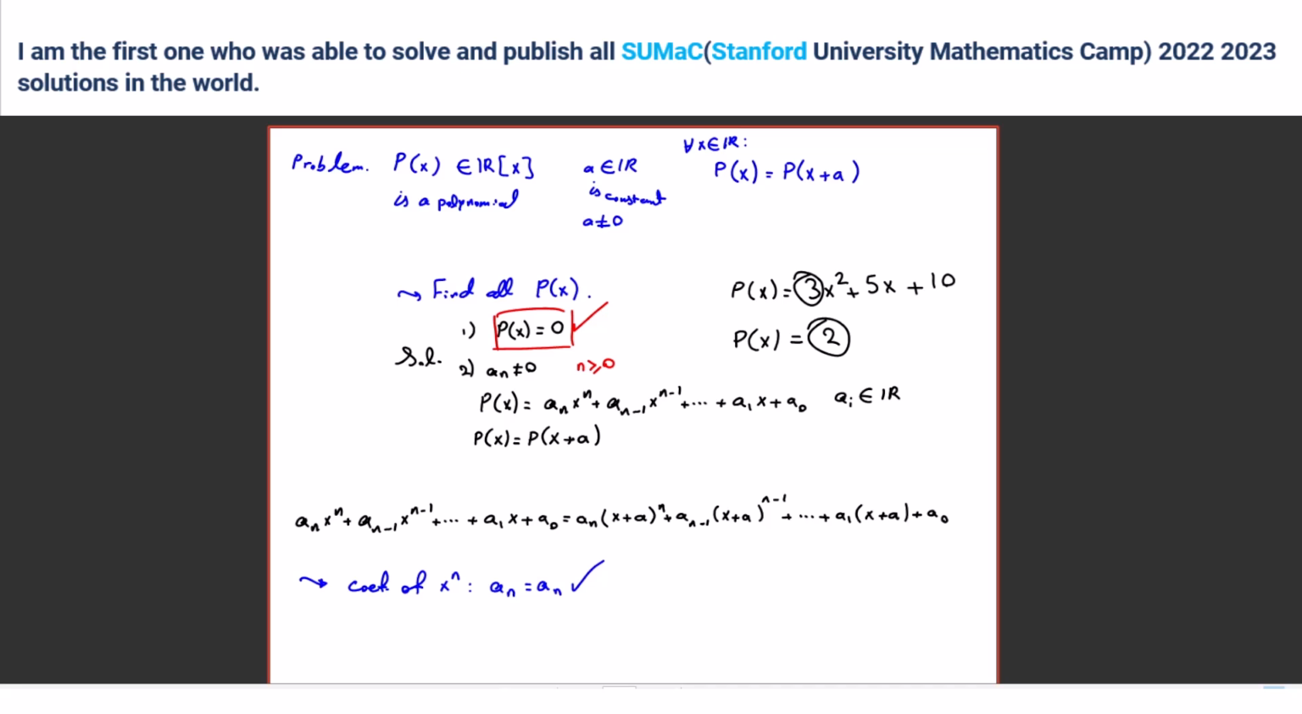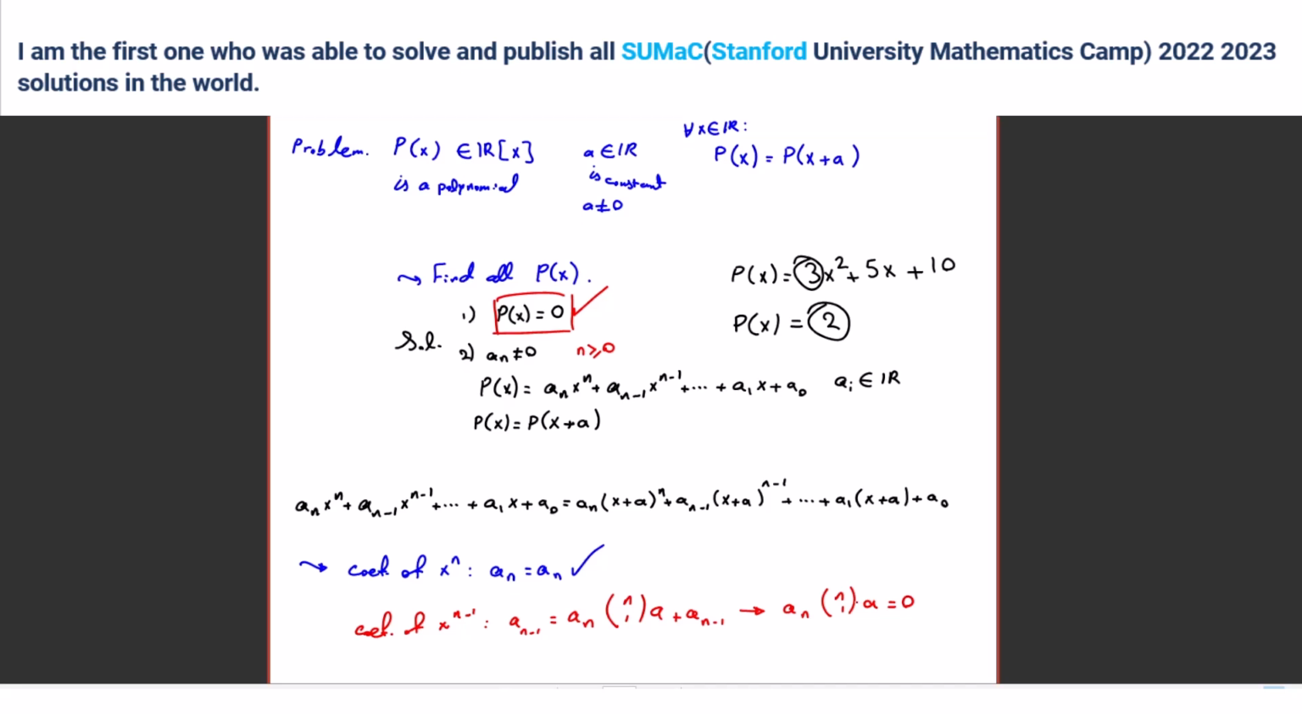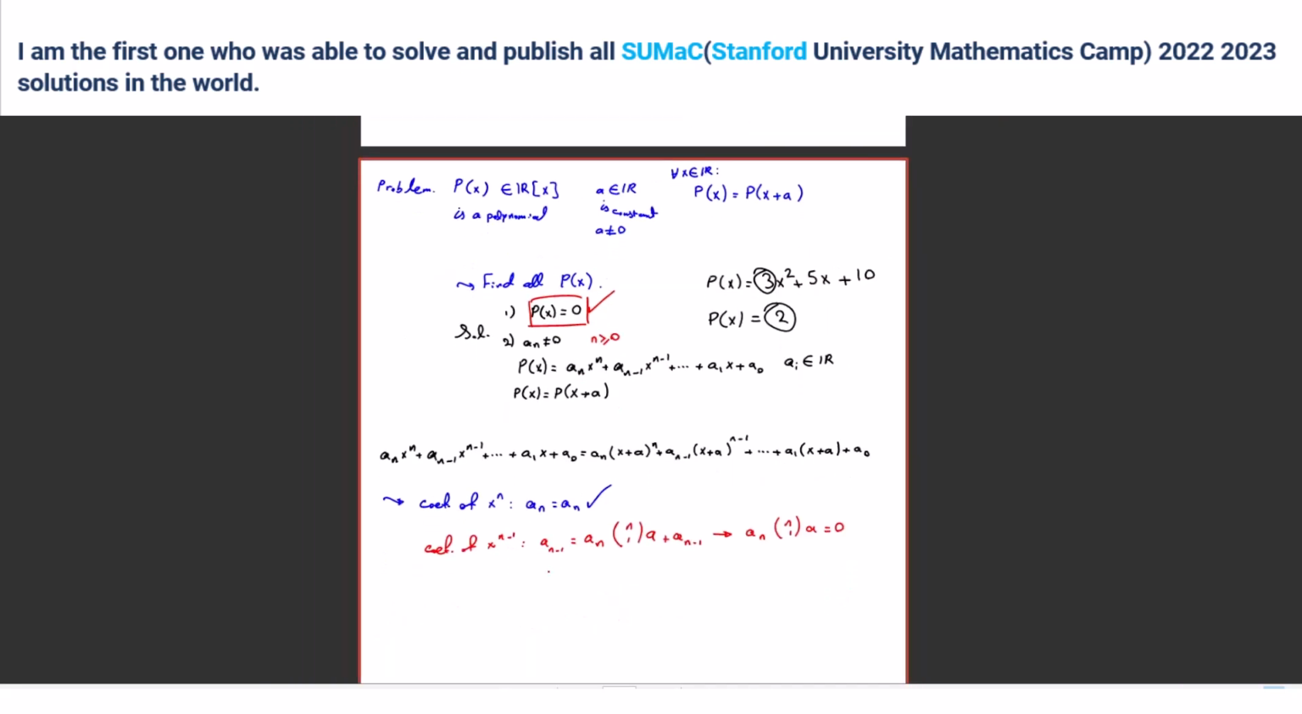So when I consider an minus 1, I get, you considered the coefficient of x to the n minus 1. Then on the left hand side, it would be an minus 1. What about the right hand side? An times n choose 1 times a, plus an minus 1. Exactly. So now I get an times n choose 1 times a equals 0. We said in this case, an is not 0, right?